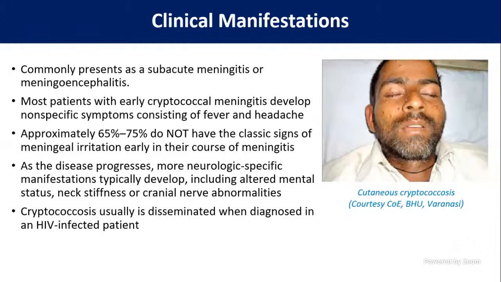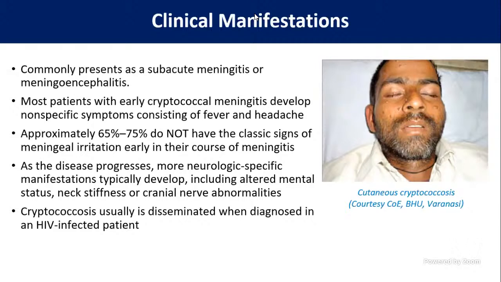And like I said, approximately 65 to 75%, that is almost three-quarters of the patients, will not have the classical features of meningitis, that is headache and neck rigidity, and all your neck signs will not be easily demonstrable in these patients. However, as the disease progresses, more and more neurological manifestations appear, including altered sensorium, and later on there can be neck stiffness, and cranial nerve abnormalities can also be manifest.